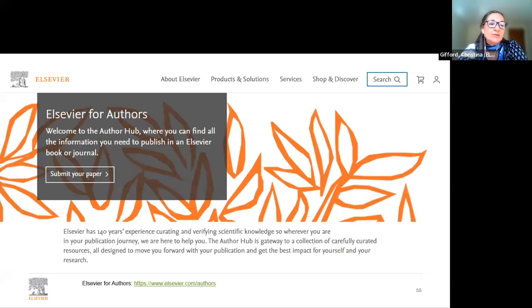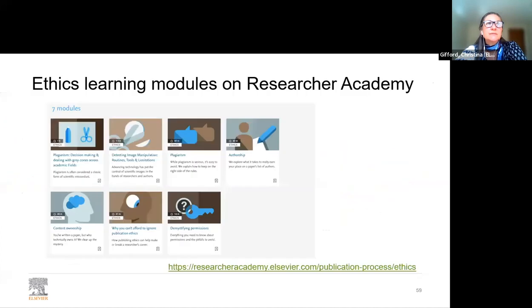And here on our website, Elsevier for Authors, you can get a lot more information. It helps to provide you with additional guidance on what's considered plagiarism and how to avoid it. Also, the Researcher Academy can take you through many different modules that can help to educate and answer additional questions on that. And here are the ethics modules on Researcher Academy, and some questions I saw popping up about authorship and how to do that appropriately.